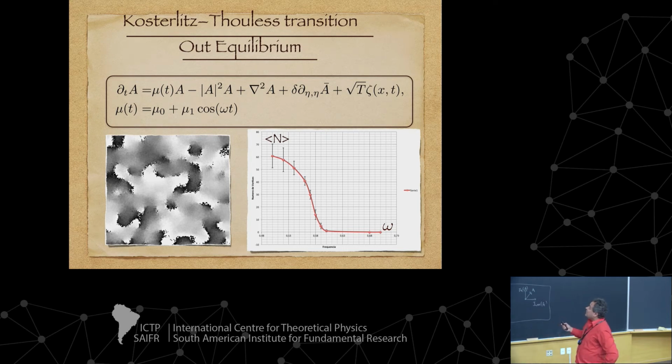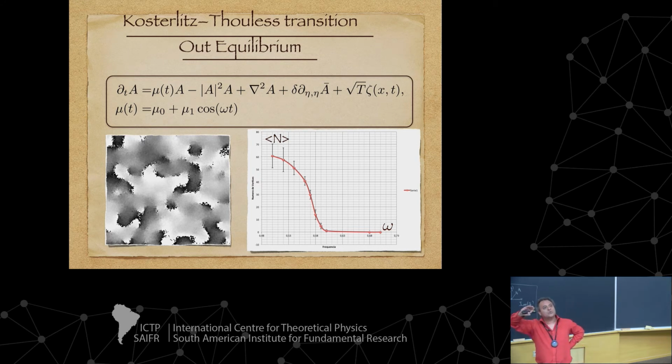So if you do that for a very long time, you can observe that for very large frequency in this model, the average number of vortices is zero, okay? But there is a critical value of the frequency from which the average number of vortices is not zero. The interesting thing, first, is that the transition is supercritical, that means it's continuous. So no vortex, and there is a critical frequency from which the system starts to show vortices, okay?